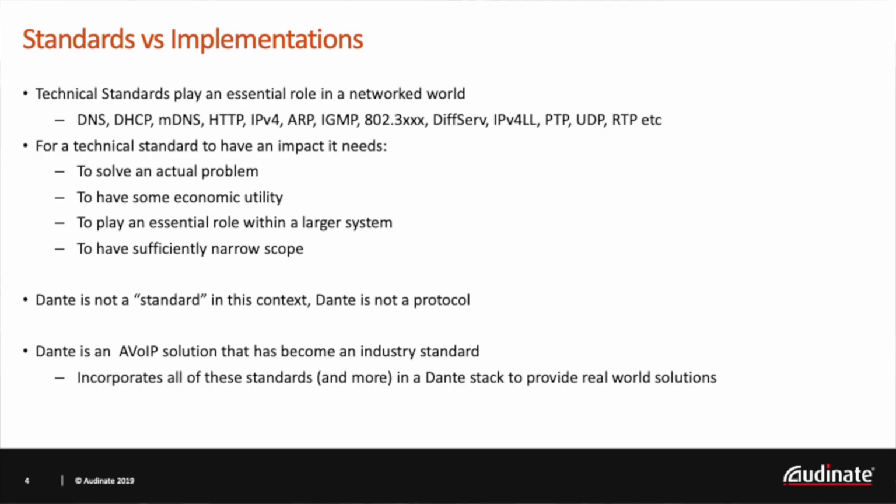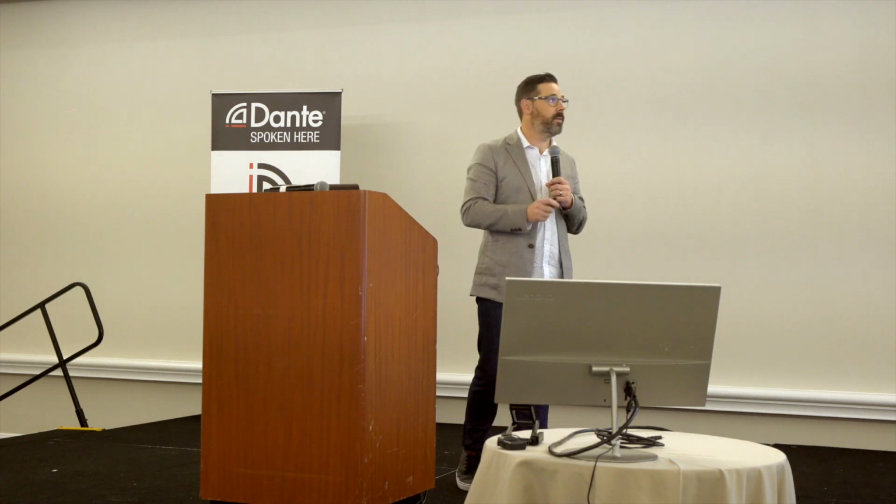And so this is where we talk about the difference between a standard and an implementation or a solution. Okay, so technical standards are essential. You can't have a network without a standard. You can't build networks without standards. I'll repeat that because it's so important. So things like DNS, DHCP, that sort of alphabet soup that's in there, they're crucial. You cannot build a network without those things. And Dante includes all of them. They're in every Dante endpoint. It wouldn't work without it.